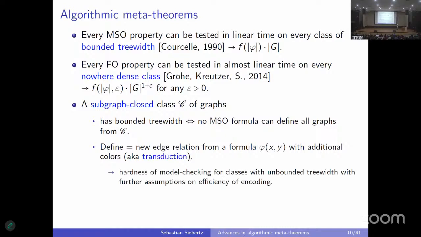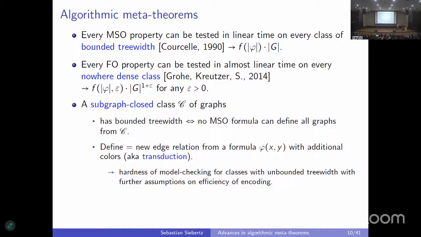So what do we get from this? If we can encode all the graphs, then we immediately get hardness of model checking as soon as we have unbounded tree-width. If I can encode all the graphs, I can take an arbitrary graph problem, translate all the graphs in my graph class as unbounded tree-width graphs, and I will have hardness of model checking.